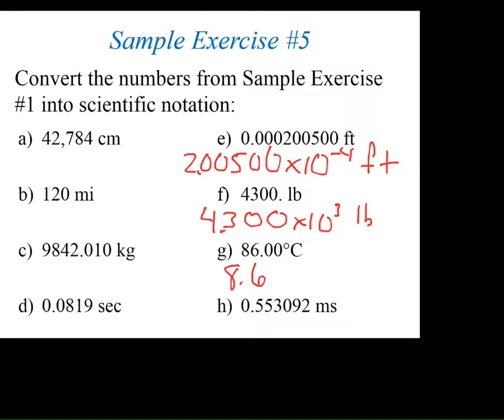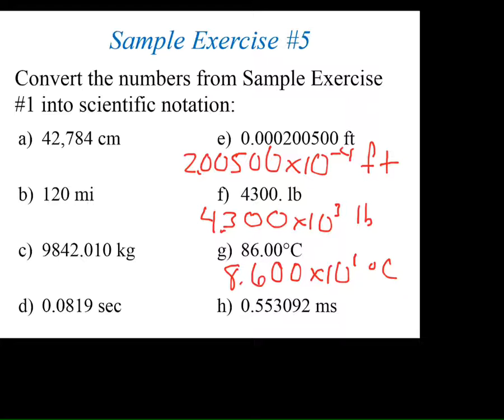How many sig figs were there? 4. So you've got to have 4 here. 0, 0. Yeah, right? If you got 4 to start with, you've got to have 4 and you're done. So times 10 to the, or just 1, or nothing, right? You can put 1 if you want.